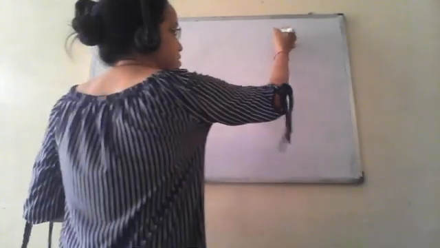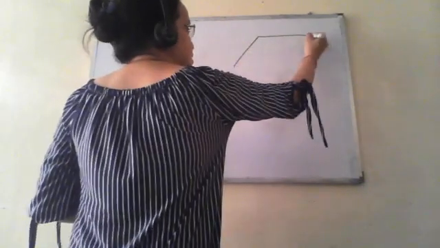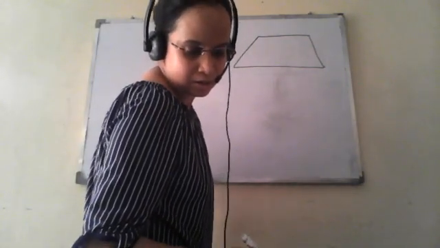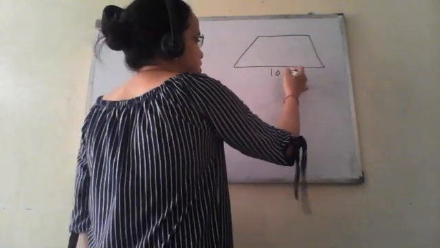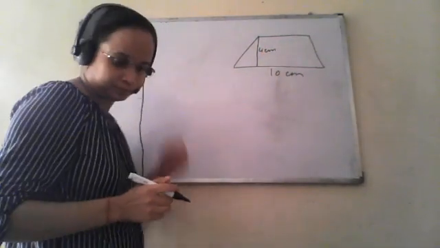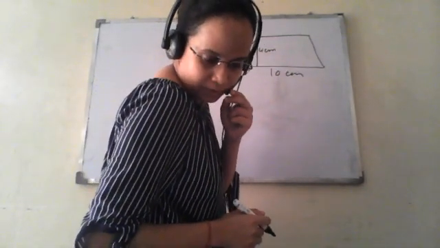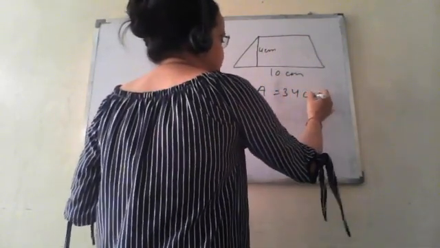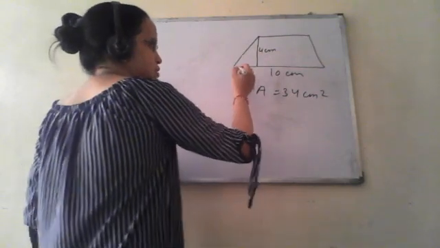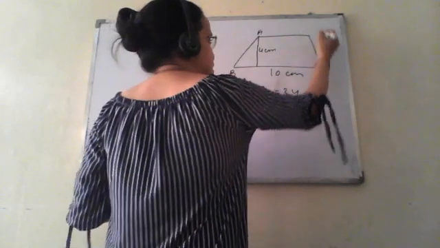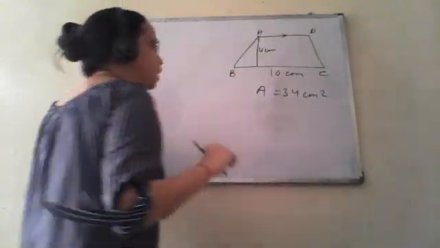So first we draw the trapezium. This is the trapezium. One of the parallel sides is given as 10 centimeter. Suppose this is 10 centimeter. The height is 4 centimeter and the area is given as 34 centimeter square. Suppose this is A, B, C, D. So I have to find the length of AD.